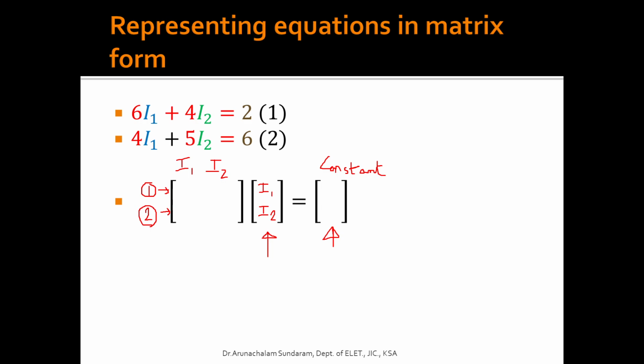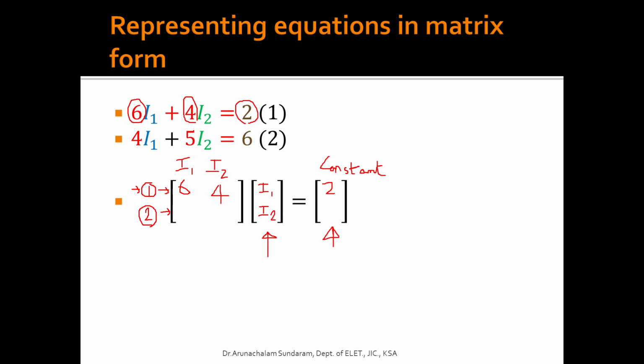So take the first equation. What is the coefficient of I1? 6. Put it here. Take the first equation, because now we are working with equation 1. What is the coefficient of I2? It is 4. Write it here. Now what is the constant? This is 2. So you have to write 2.